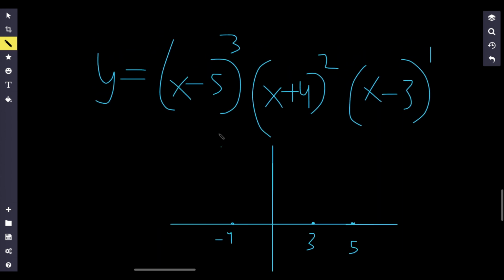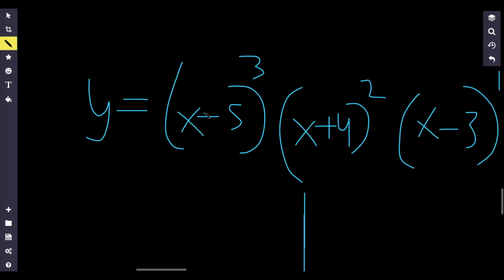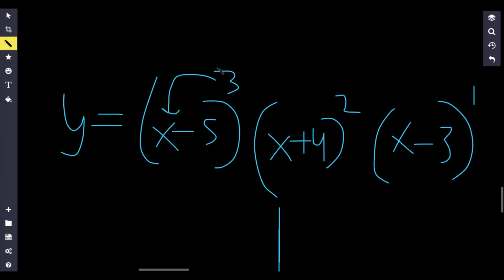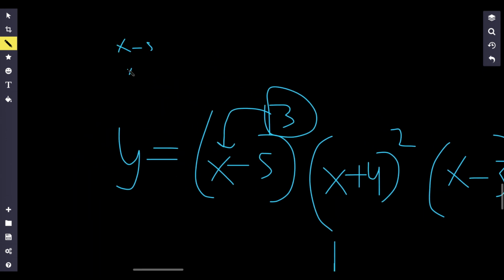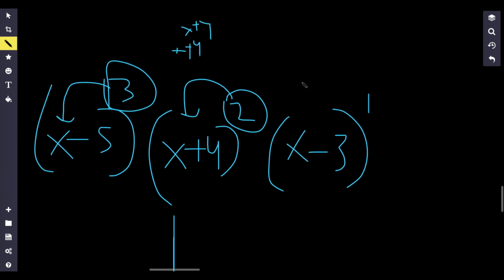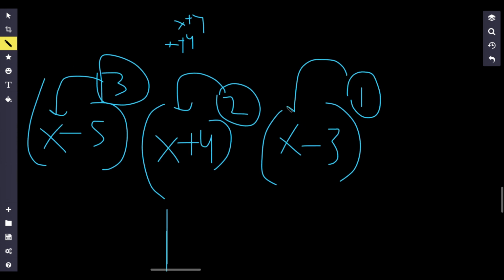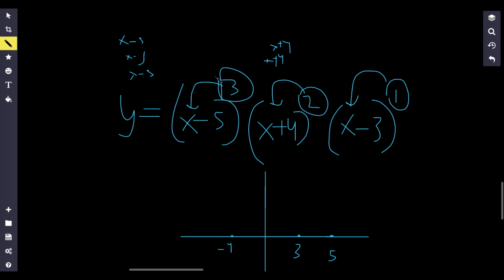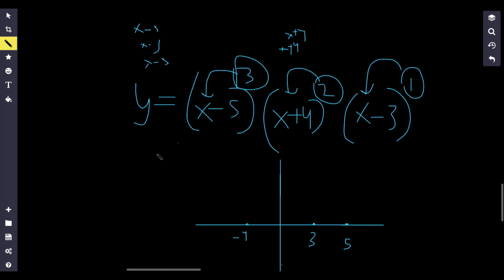Now, once again, we're going to find out how many x's there are. There are 3 x's from this term, right? If we expand this as x minus 5 times x minus 5 times x minus 5, there are 3 x's from this term. There are 2 x's from this term, because it's x plus 4 times x plus 4. If we expand this, and this term right over here, there's only 1 x. Which means that if there are 3 x's here, 2 x's here, 1 x here, and we multiply all of them together, we're going to get x to the 6th power, right?